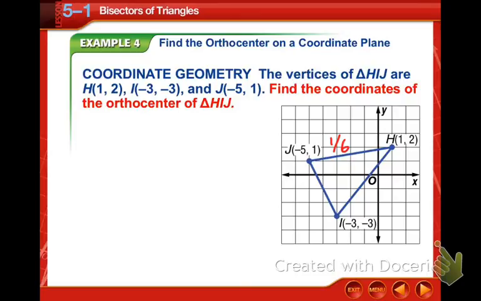For IH, we go up 1, 2, 3, 4, 5. To the right, 1, 2, 3, 4. So it's 5/4. And then from I to J, we go up 1, 2, 3, 4. We go to the left, so it's negative 1, 2. So negative 4/2 is negative 2.